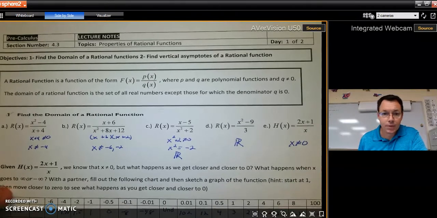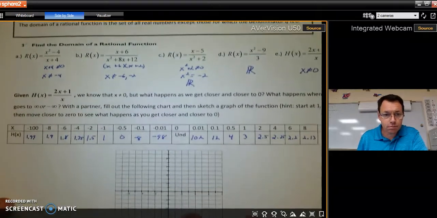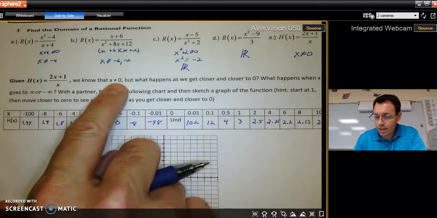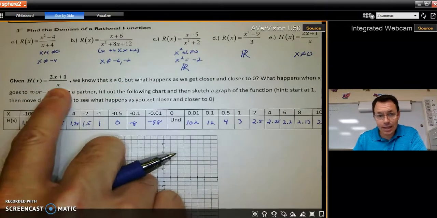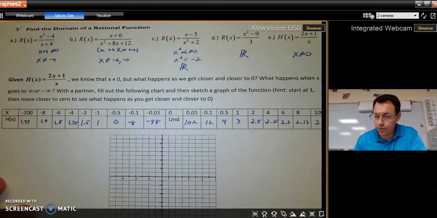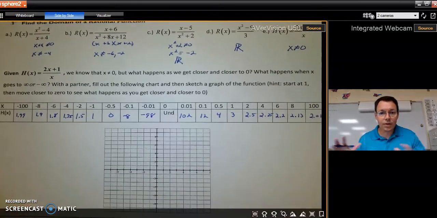Okay, now, given the function we just took a look at, I said that x cannot equal 0. So we know that that's something we're not allowed to put into the function. But what about all the other numbers? What happens when you get super close to 0? Okay, and what happens when you get really far away from 0? What's happening to this graph?